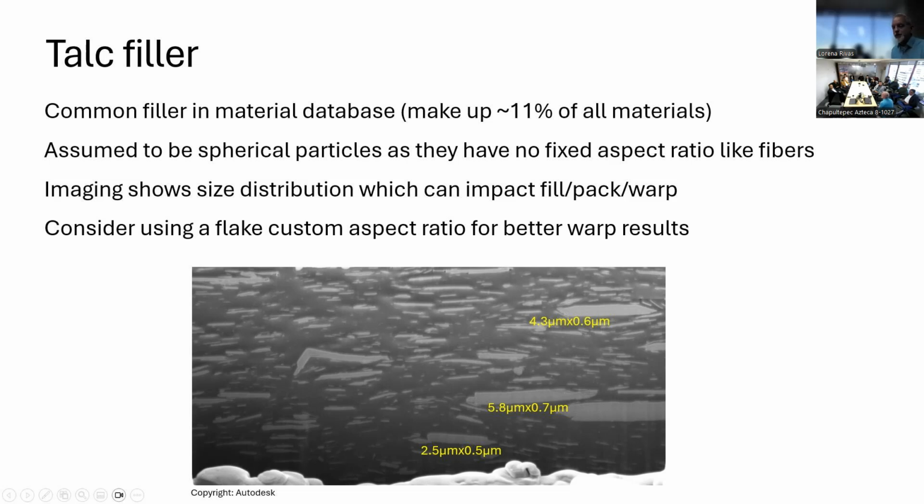So if you go to the database and make your fiber a flake, or set the aspect ratio to 0.01, for instance, that will trigger the orientation calculation in Moldflow, similar to the fiber orientation. And that will make sure that the analysis we're doing next will account for orientation effects due to the talc filler.